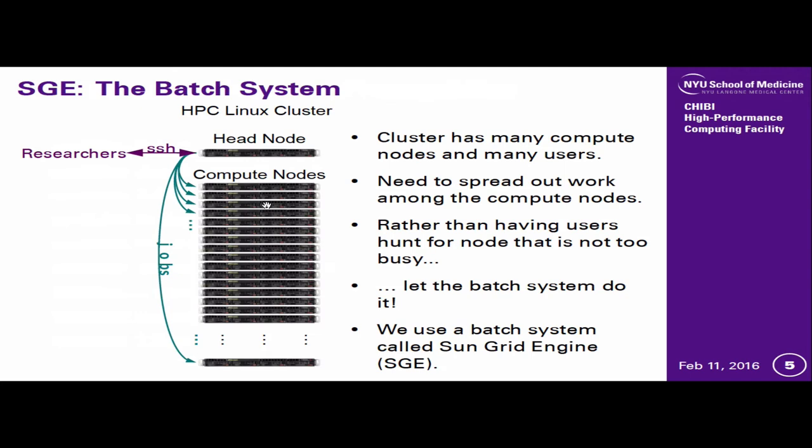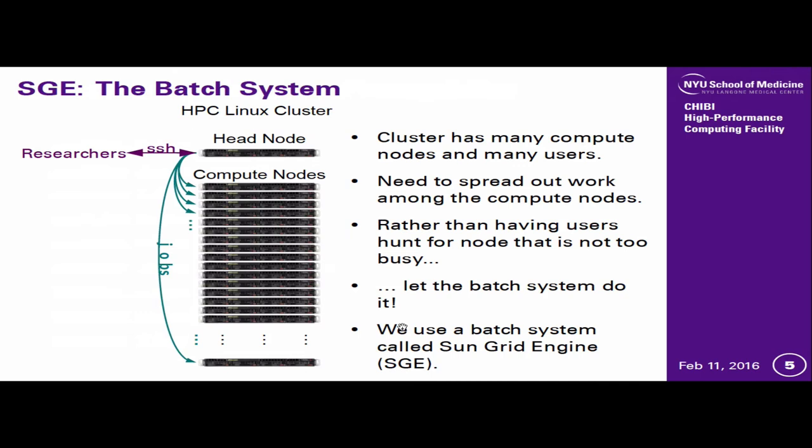We need to spread out the workload. We need a batch system to do that. The batch system we use is called Sun Grid Engine, or SGE. You write scripts, as Ali showed you, and what I'm going to show you is that you submit these scripts to Sun Grid Engine, to the queuing system, where they go into a queue, and then they get run on one of the compute nodes.